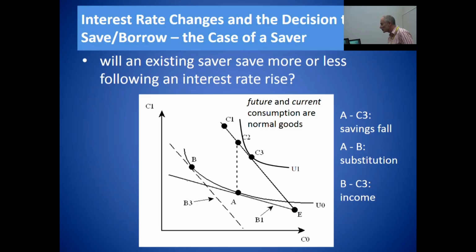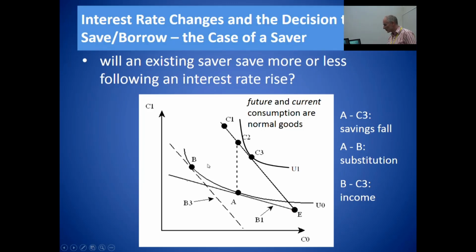Exactly, well done. It's increasing. C3 is to the right of point B. What's happening to future consumption? Increasing or decreasing? Future consumption is measured on the vertical axis. C3 is above B. Yeah?